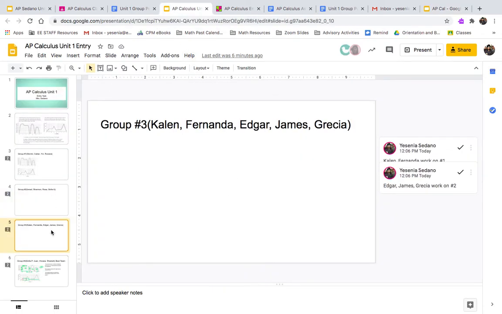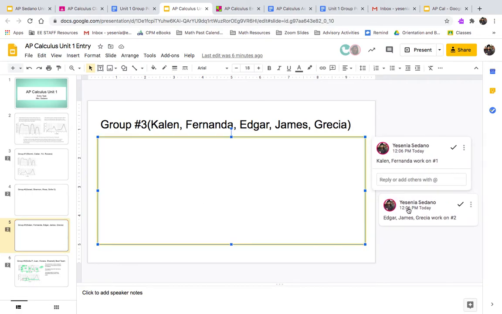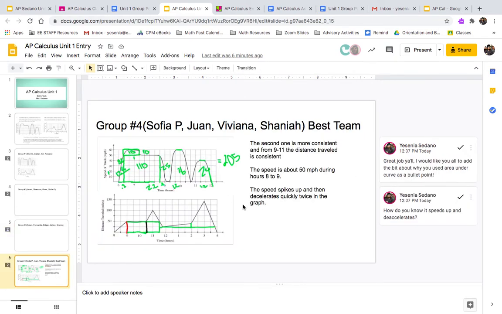All right, as well as for group number 3, I went ahead and put down how to split up your work for asynchronous number 2. I'd like the first 2 to work on number 1, the second 3 to work on number 2. For number 4, I did add some feedback if someone could add this in. But again, for the rest of the groups, I'd like to see annotations in the graph the same way that this group did in order to complete your asynchronous assignment number 2.